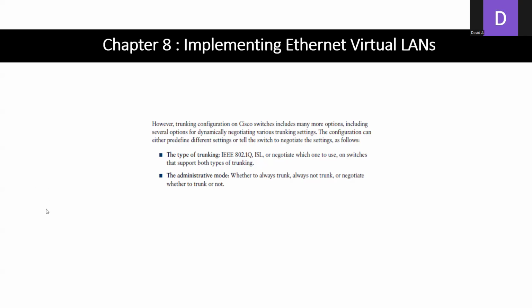So the types of trunking: we have IEEE 802.1Q, that's one type of trunking, and we have ISL, Inter-Switch Link, created by Cisco. Or negotiate which one to use on switches that support both types of trunking.